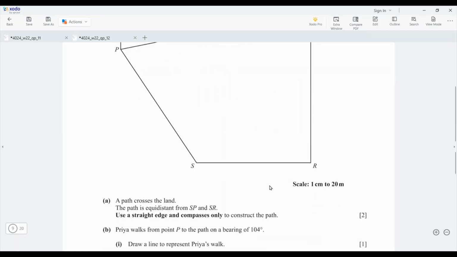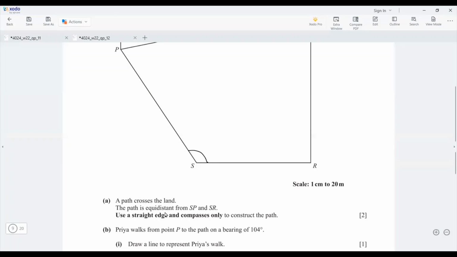So looking at the question, what's being asked in part A? In part A, a path crosses the land. A path is crossing the land. So where does it have to cross? Look at this. The path is equidistant from SP and SR. What does this mean? SP line and SR line. If any path is equidistant from two lines, what does this mean? It means that it is cutting the angle between both of these lines into half.